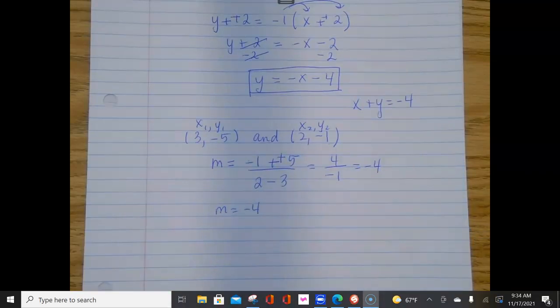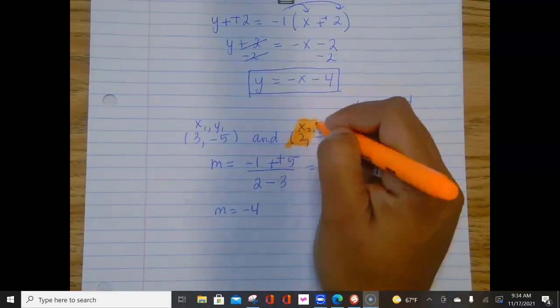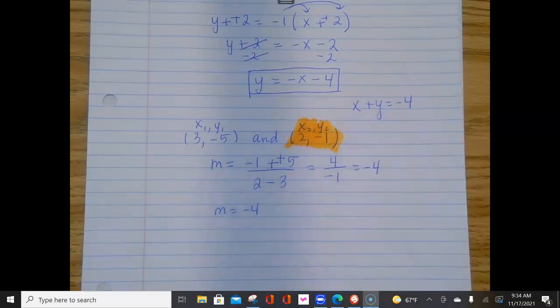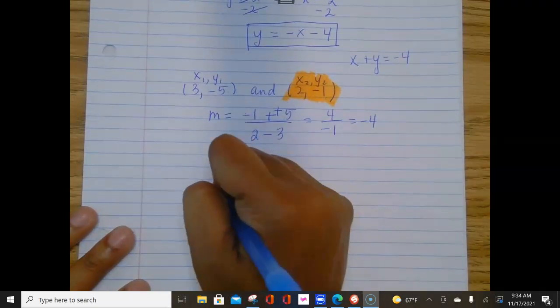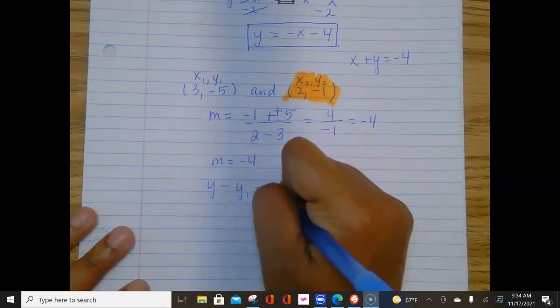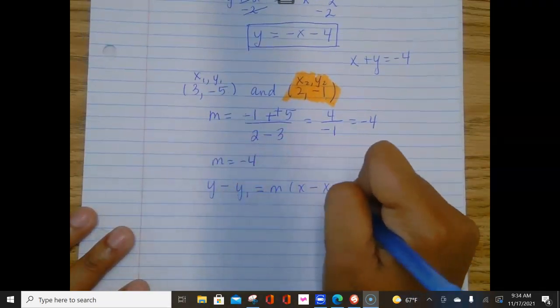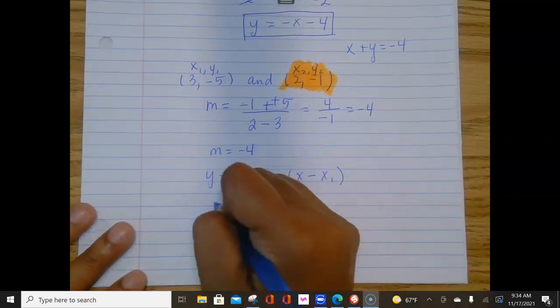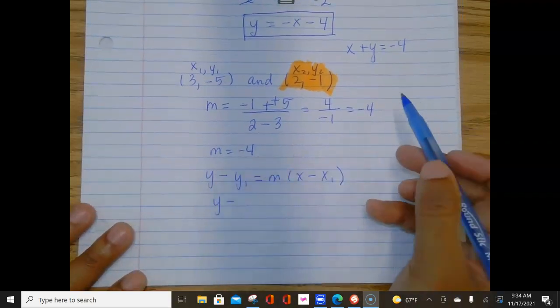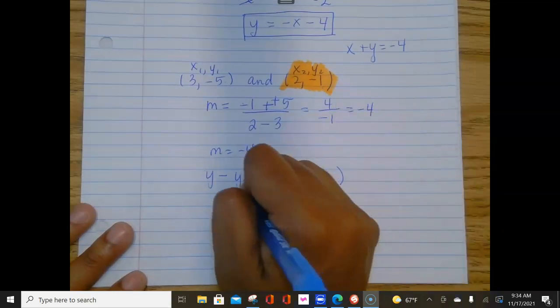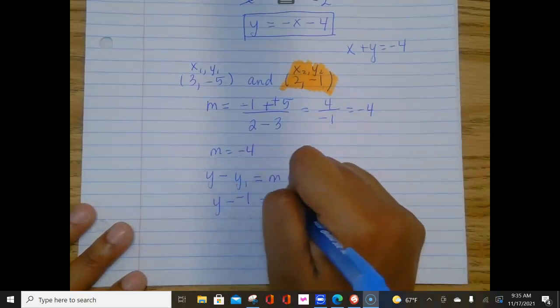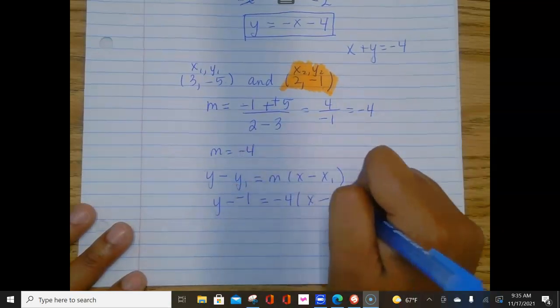And let's just say we're going to use point number 2. So I'm going to choose to use this one for my x1 and y1. As this is the last problem, I'm going to go ahead and write the formula again so you can see it again. This is the point slope formula. So now I have y minus y1 is my negative 1. The m is negative 4. X minus 2.